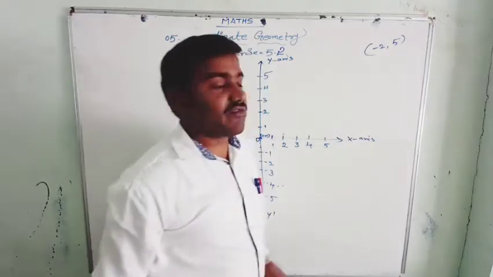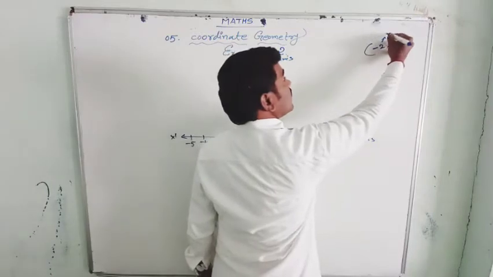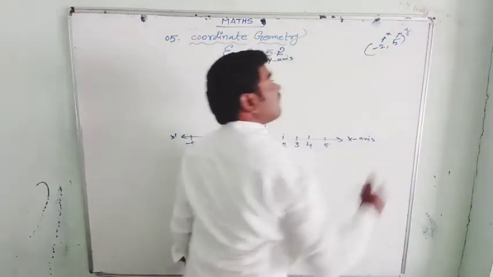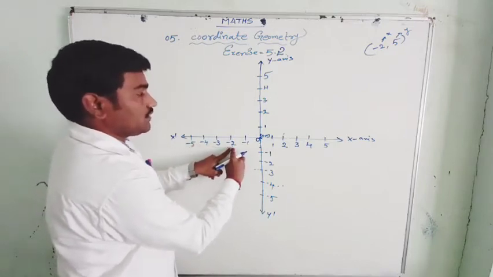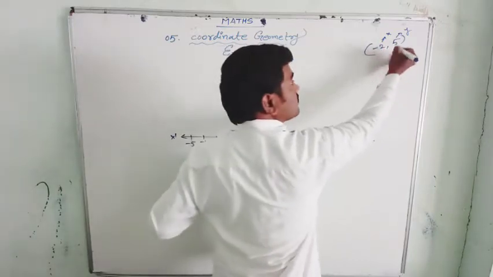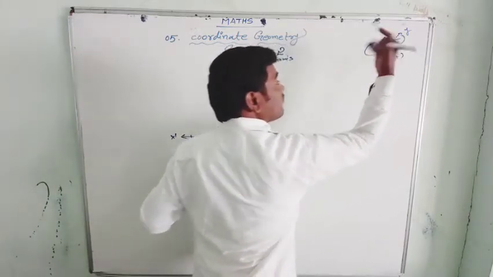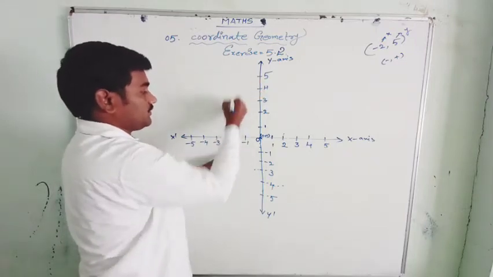Minus 2 comma 5. How to locate this? First, this is known as the x value and this is known as the y value. The x value is minus 2 here and y is plus 5. Minus comma plus will lie in quadrant number 2. Minus here and plus 5 here.